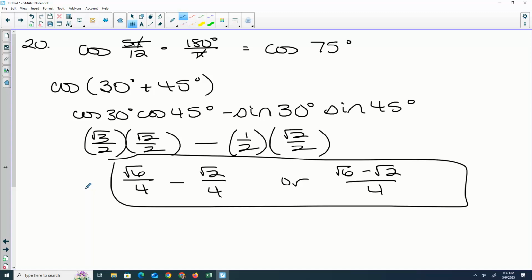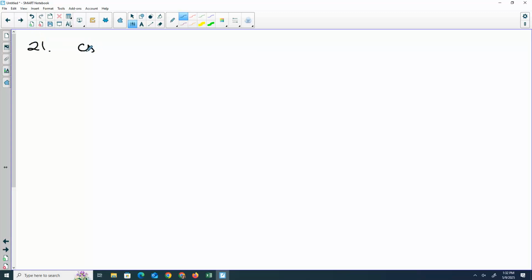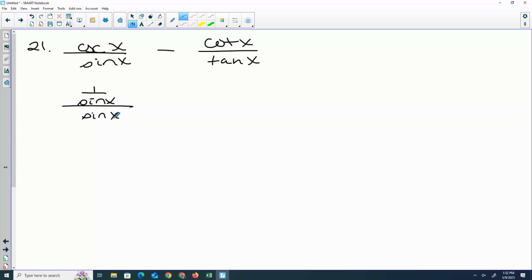The next chunk of problems is all using identities. So 21, there are a couple different ways to start. Most people say cosecant is 1 over sine. Cotangent. Some people change these to sines and cosines. Some people change them to tangents. Which way did you guys go? Okay, so cotangent is cosine over sine. Tangent is sine over cosine.